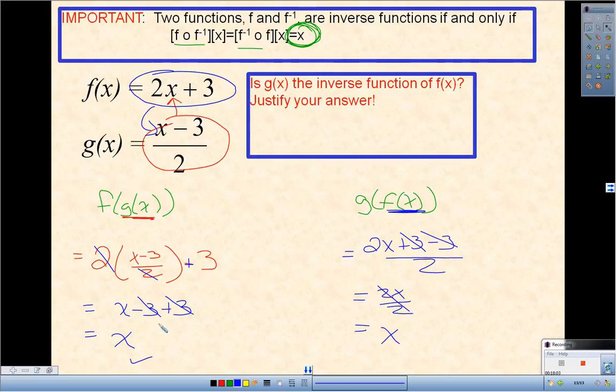And sure enough, both f of g and g of f equal x, so therefore, that's the symbol for therefore in math, therefore, g of x is the inverse of f of x. And that's the proof, that's the justification that you would need.